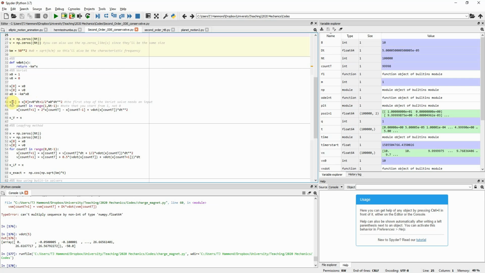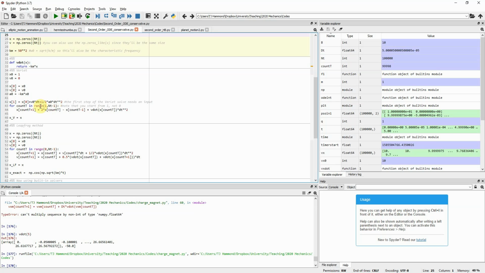So the first step in our Verlet position array is going to be dependent on the 0th step plus the initial velocity times dt plus 1/2 times this initial acceleration times dt squared, which is what you would expect for a constant acceleration. So this just gives us our first step.